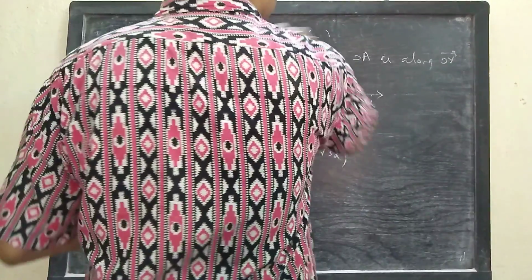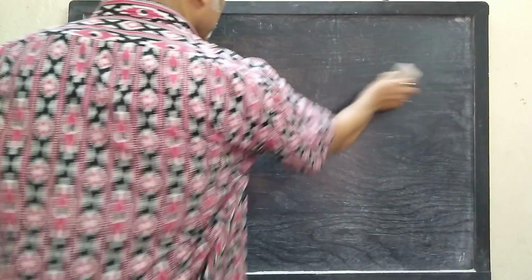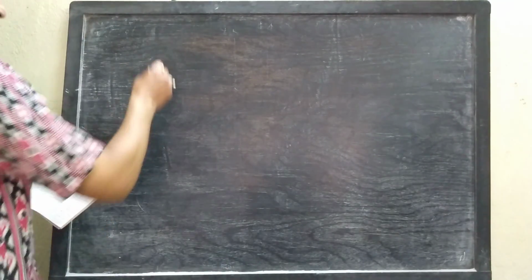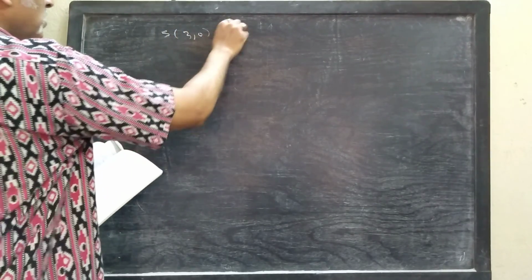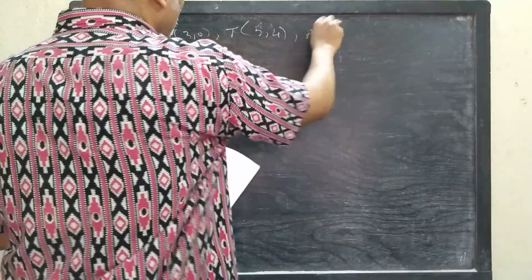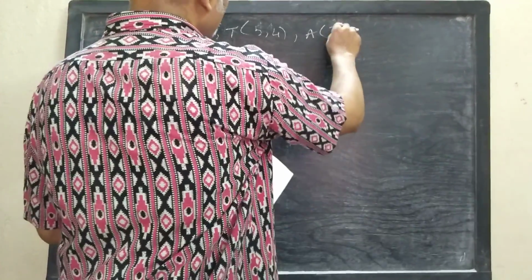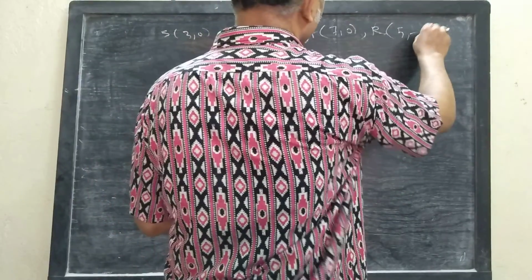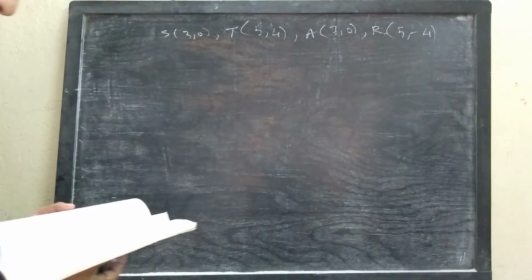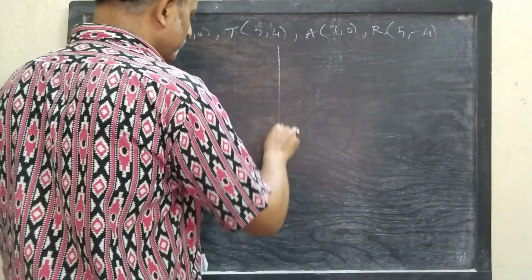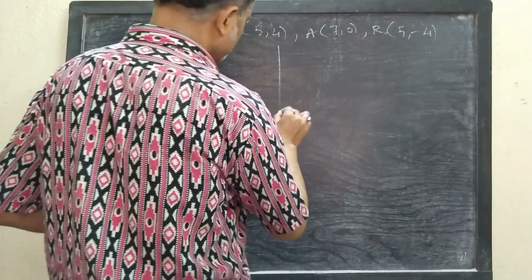Next question. Draw the rhombus STAR where S is (3, 0), T is (5, 4), A is (7, 0), and R is (5, minus 4). And find its area also. So first plot them in the XY plane in this way.